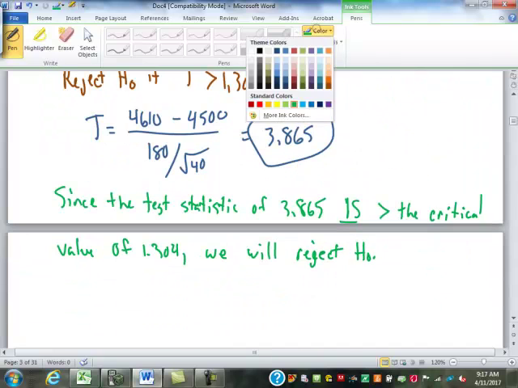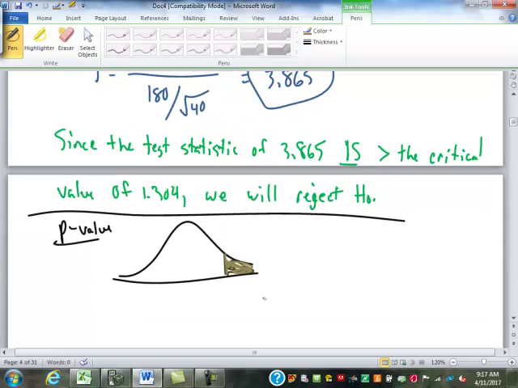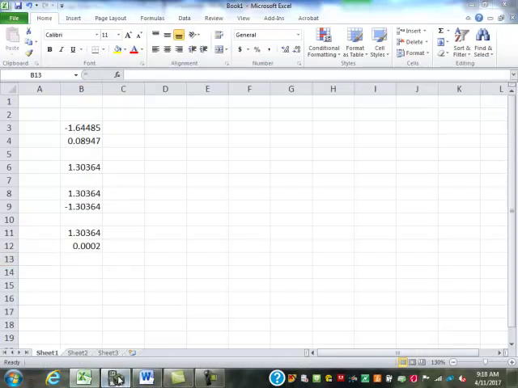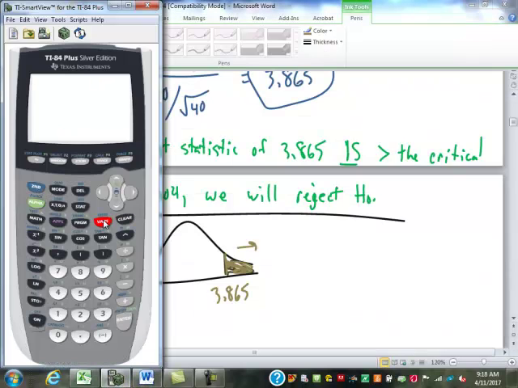What if we had to do a p-value here? Well, since that alternative hypothesis is greater than, we are interested in the upper tail of the curve, the greater than tail. We got a test statistic of 3.865, and we want the probability of being greater than that. On our calculator, we would go with second distribution, tcdf. Remember, it's always cumulative distribution function, so it's option number 6.